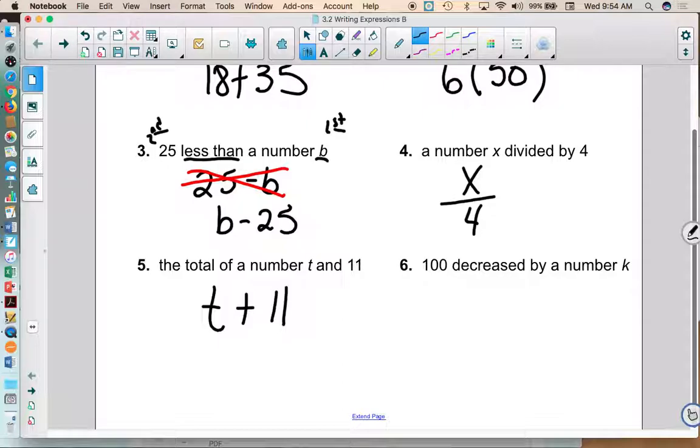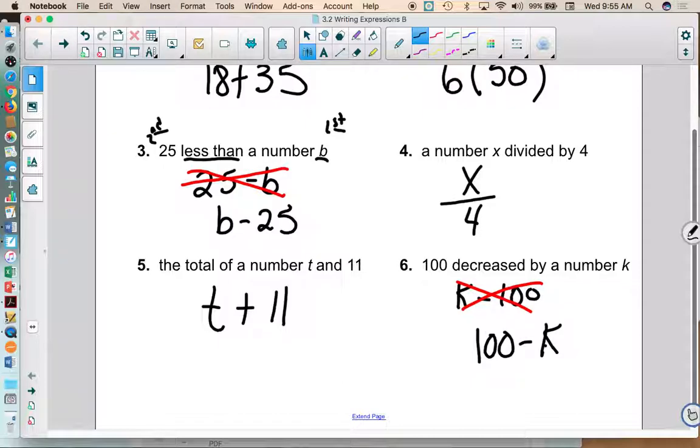Yeah. Finally, 100 decreased by a number k. K minus 100. Okay, here's what I heard. You said k minus 100. What's being decreased there? K is, right? So that doesn't work. So how do I write that one? 100 decreased by k, Jaslyn. 100 minus K. Good.